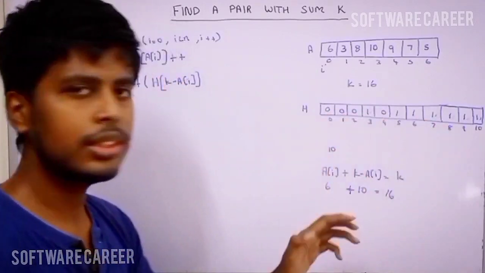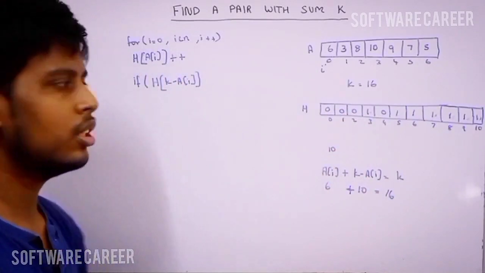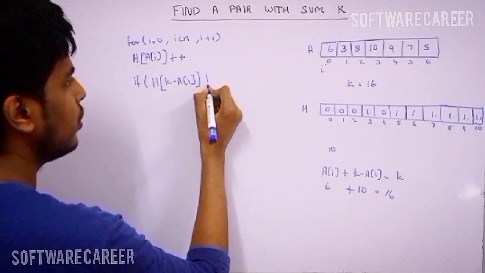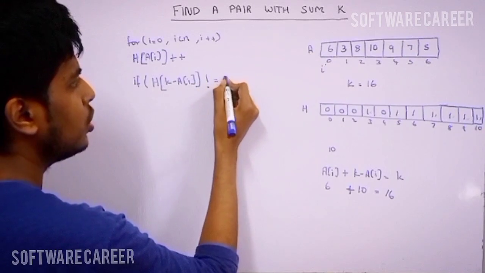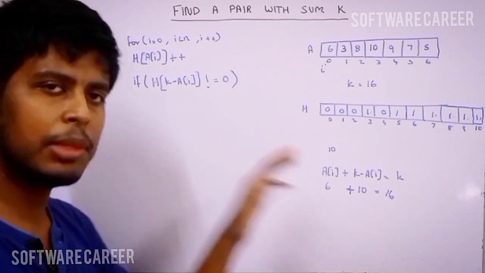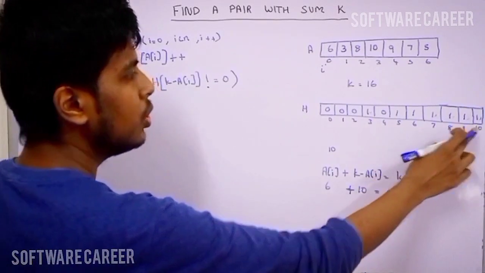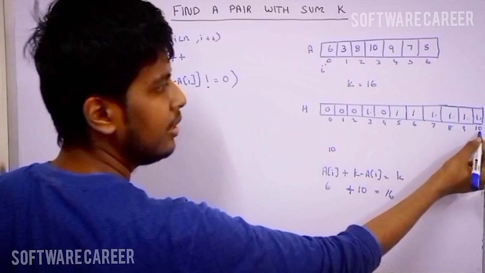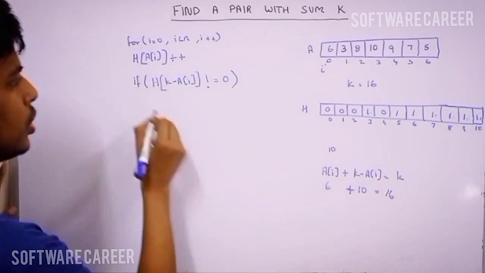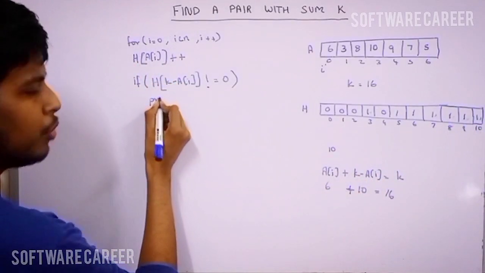Now I check whether h of 10 is empty or not. So I am checking if h of k minus a[i] is not equal to 0. Not equal to 0 means some element is present there, it's not empty. Here, 1 is present at the 10th index. So you found the pair, right?